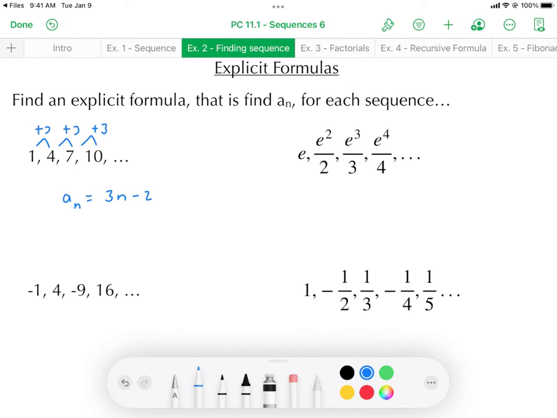Okay? All right, next one we have e to the second over 2, e to the third over 3, e to the fourth over 4. I think this is an easy one. A sub n equals, what do you think?